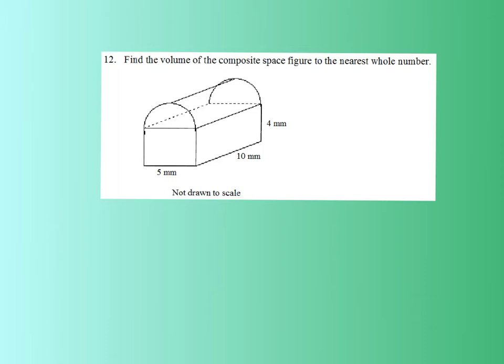Number 12 says find the volume of the composite space figure to the nearest whole number. So we have half a cylinder here, and we have a rectangular prism. So we're going to find the volume of both of those and then add them together. So we're going to say half a cylinder, we're going to add that to the prism.